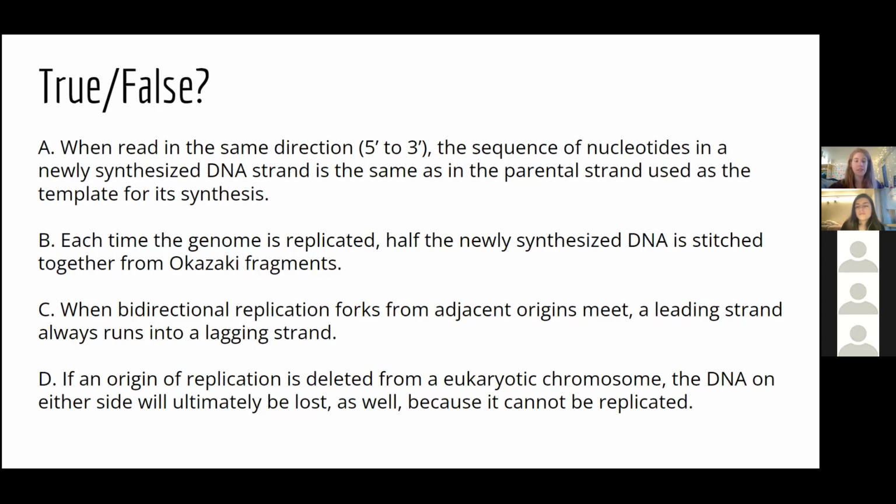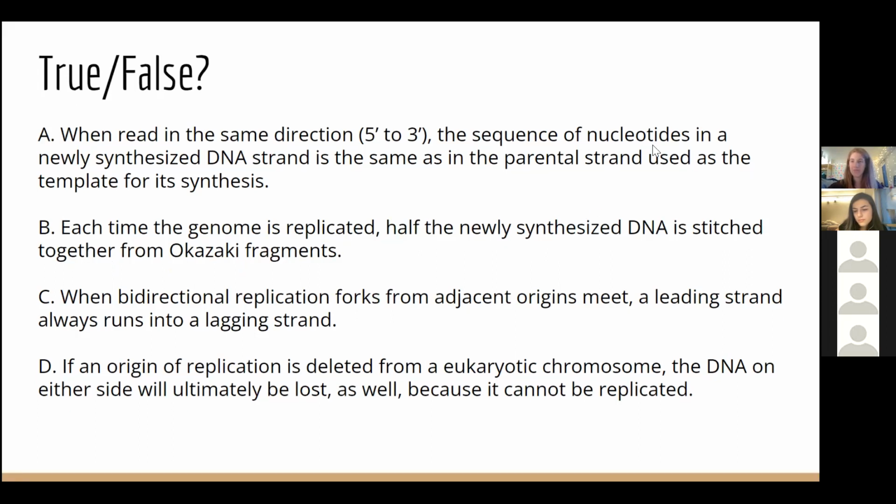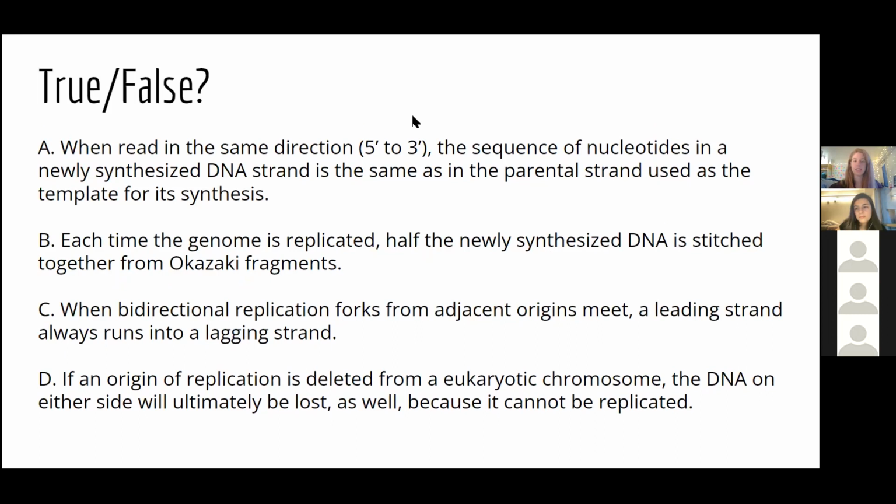For C, when bidirectional replication forks from adjacent origins meet, a leading strand always runs into a lagging strand. Is this true or false? This is kind of a loaded one. You might need to draw it out or think about it. So looking at replication forks from adjacent origins, so origins next to each other, does the leading strand always run into the lagging strand? I got one answer. Anyone else?